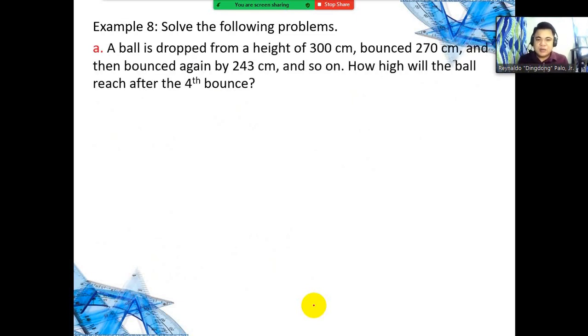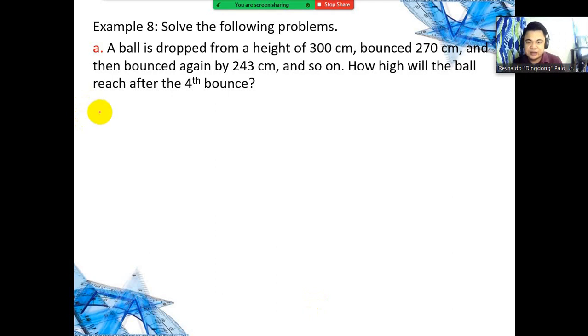A ball is dropped from a height of 300 centimeters, bounces 270 centimeters, and then bounces again by 243 centimeters, and so on. How high will the ball reach after the fourth bounce? So in this specific example, guys, we can see that there is a ball. Now, if you're going to drop the ball, it will stop suddenly because of the effect of gravity. It's because of physics.